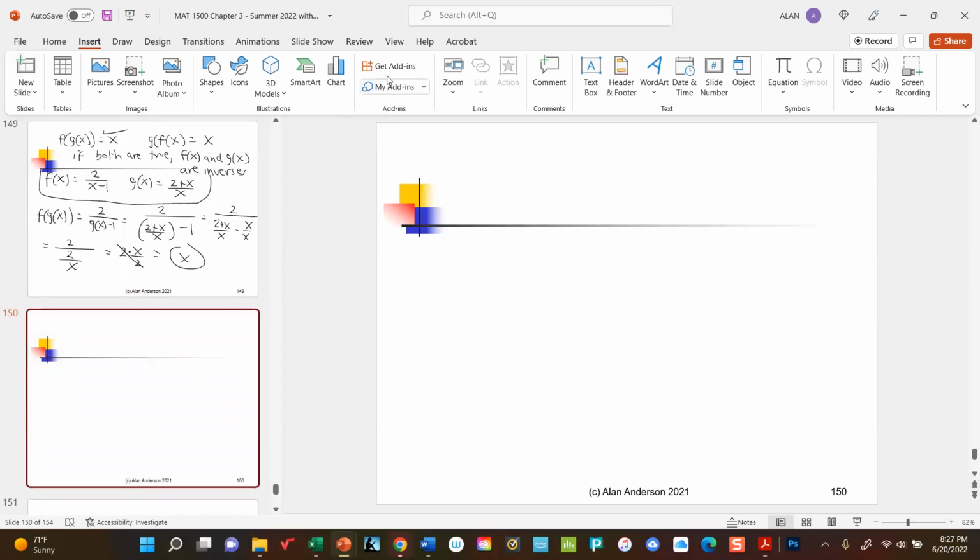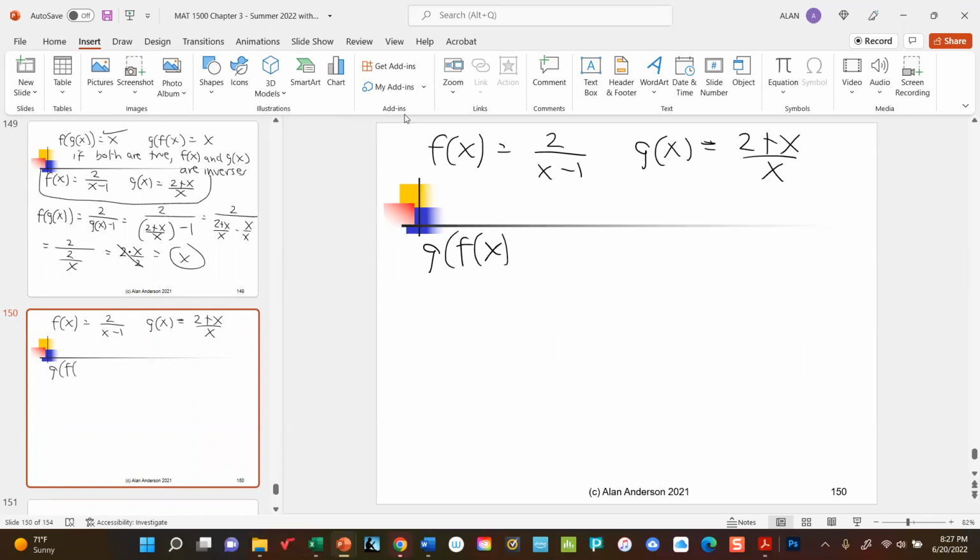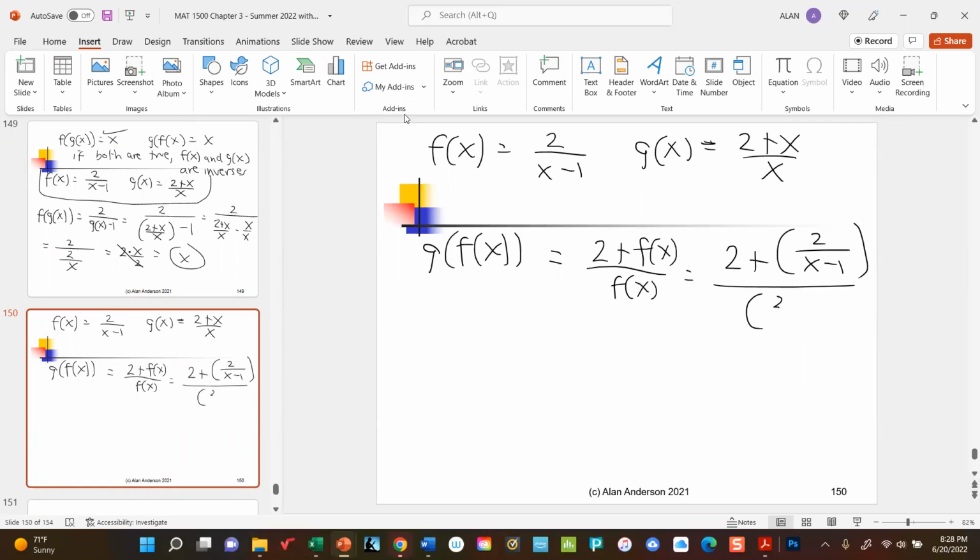All right, here we go. So just a quick reminder, f of x is 2 over x minus 1. g of x is 2 plus x over x. And so we're trying to see now what happens when we get g of f of x. So that's now over here is g of x, 2 plus f of x over f of x. So I'll have to consolidate these terms in the numerator.